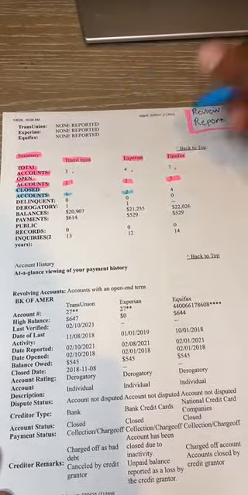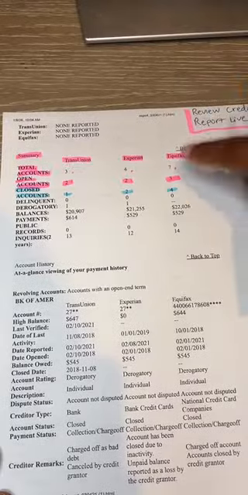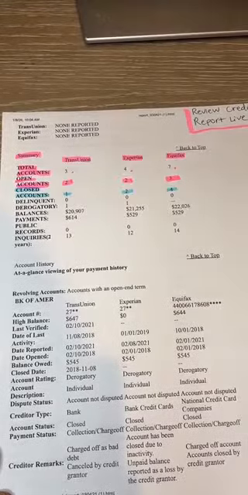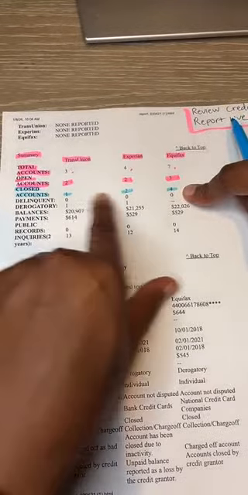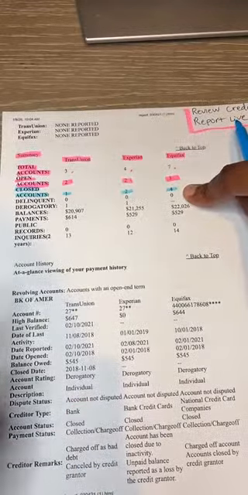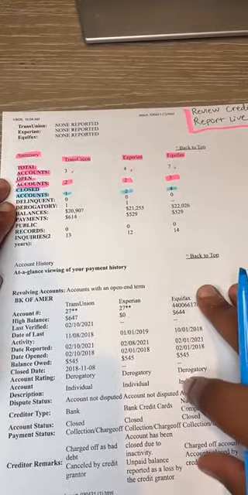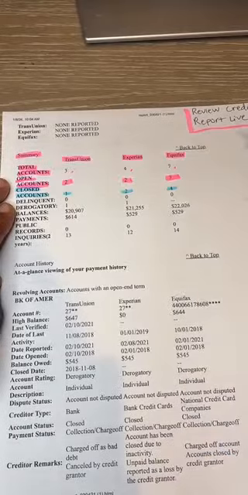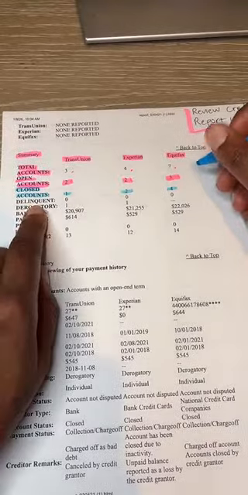Experian, we have 2 listed, and then Equifax, we have 4 listed on Equifax for the closed accounts. Okay. This is the summary of what is on the report.